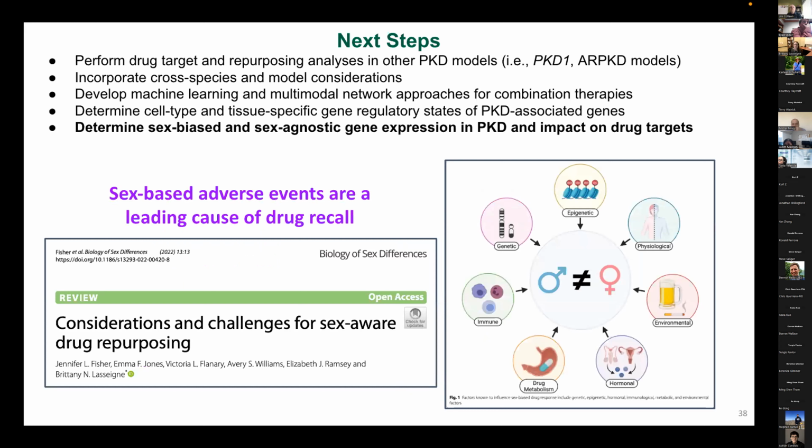sex-based adverse events are a leading cause of drug recall. So in fact, in many years, it's the leading cause of why drugs are recalled, because of sex-based adverse events. So we've written a review about this. If you're interested, a little shameless plug, you can go check it out. But we're really interested in trying to apply that and understand what's happening here in PKD.